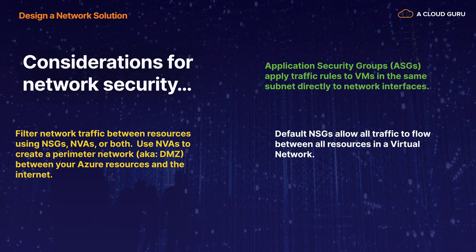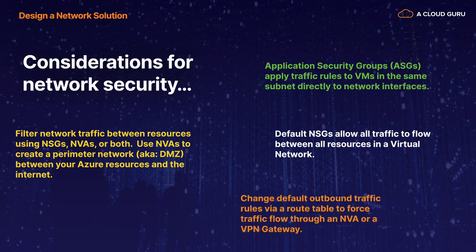As I mentioned earlier, NSGs allow all traffic to flow between all resources in a virtual network. So again, by default, you have open access between subnets in your virtual network. Lock them down. And lastly, here in security, you're going to want to change your default outbound traffic rules via a route table, which will force traffic to flow through that virtual appliance you've set up or the VPN gateway.